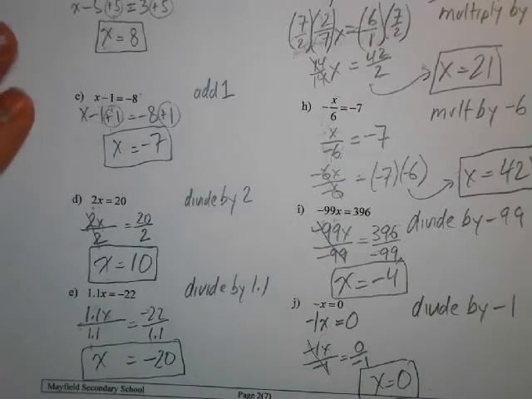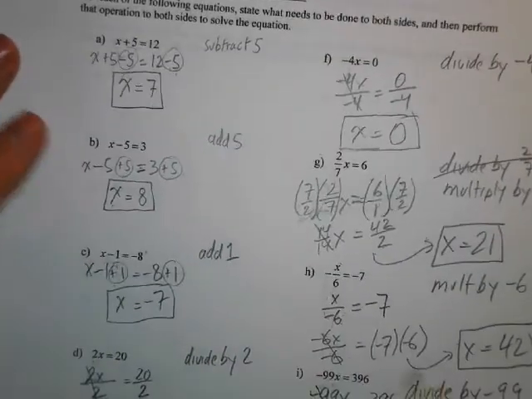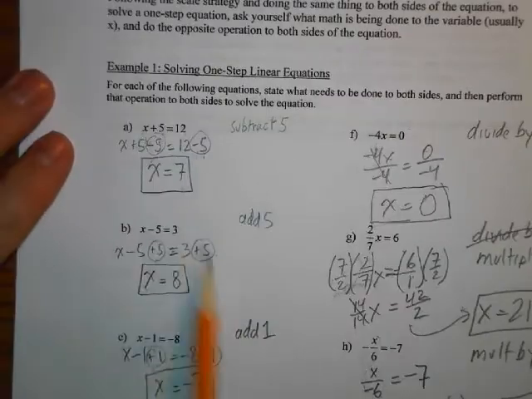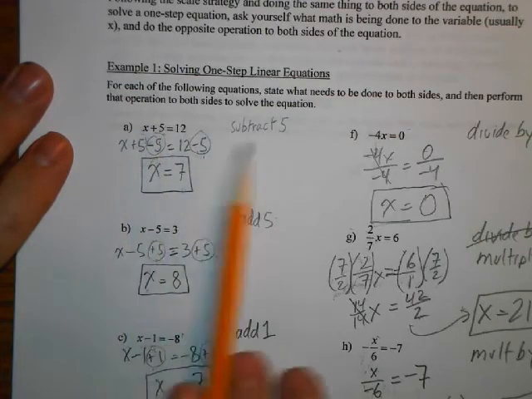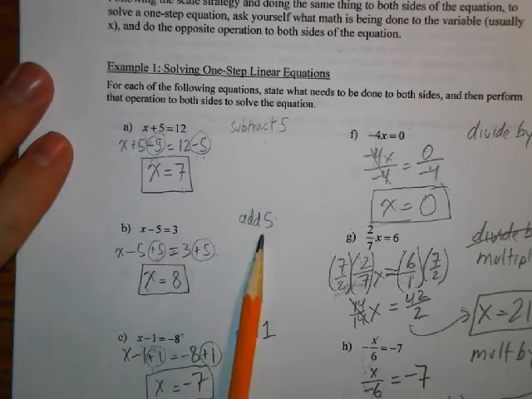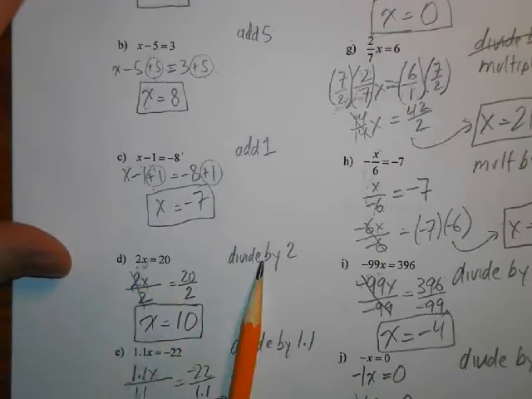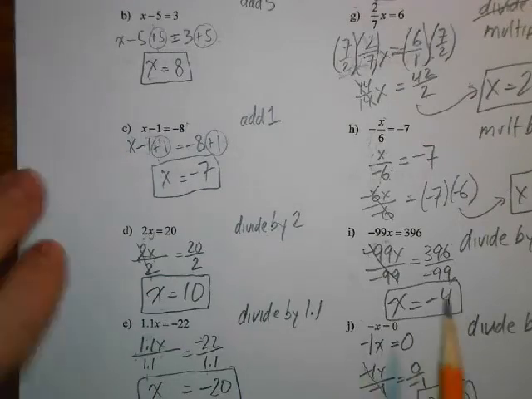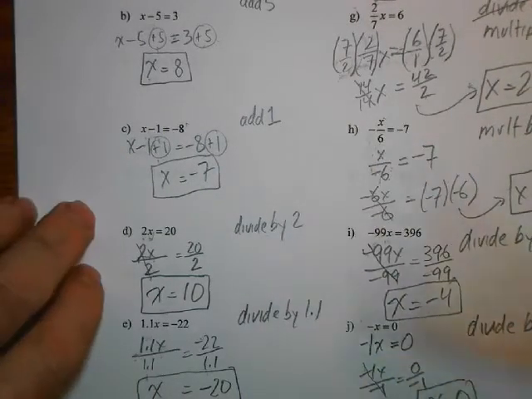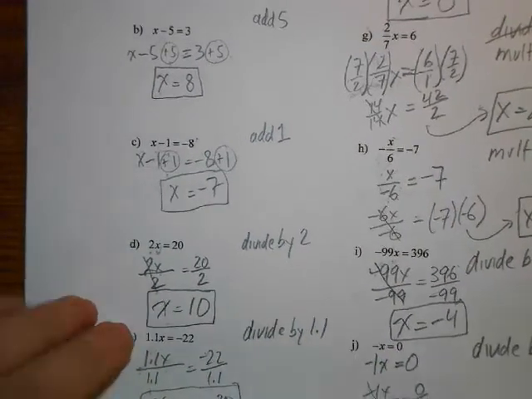Okay, so those are some good examples of one-step equations. So again, just a reminder of what we're doing. You always ask yourself, what's happening? What are we doing to the x? Okay, and then we do the opposite. So if we're adding 5, we subtract 5. If we're subtracting 5, we add 5. If we're multiplying by 2, we divide by 2. Multiplying by 1.1, divide by 1.1. So hopefully you see, I know it's very monotonous going through this, but if you see the pattern here, it becomes a little bit easier.